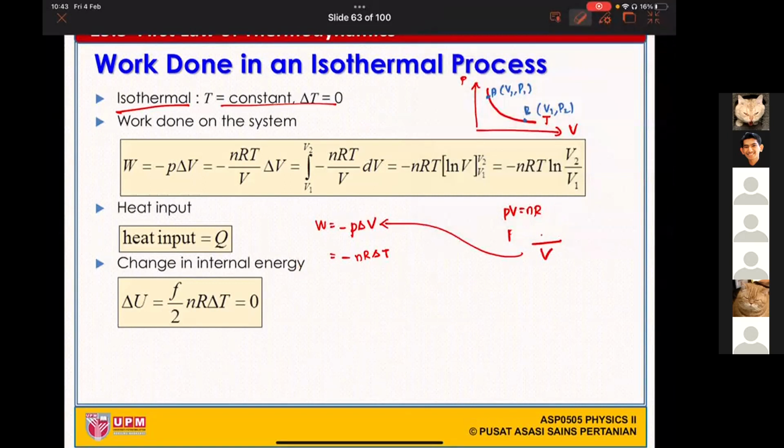Okay, let me explain once more. Based on the ideal gas law, PV equals nRT. Right? So pressure is equal to nRT divided by V, because at the corresponding pressure, this is its temperature. Right? So we put it into the equation where work is equal to nRT divided by V multiplied by the change in V.